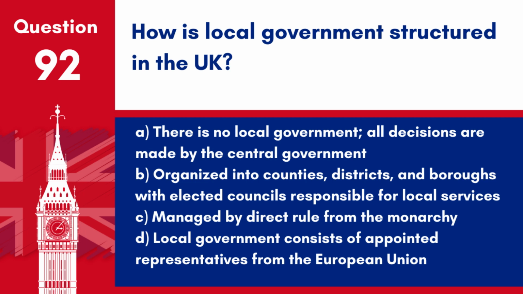A. There is no local government. All decisions are made by the central government. B. Organised into counties, districts, and boroughs with elected councils responsible for local services. C. Managed by direct rule from the monarchy. D. Local government consists of appointed representatives from the European Union.